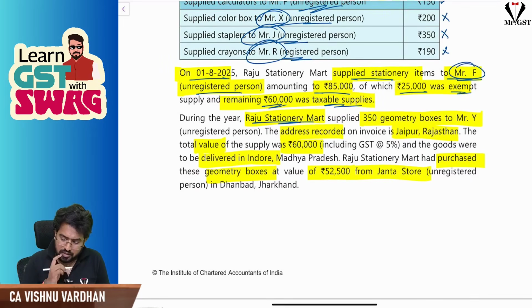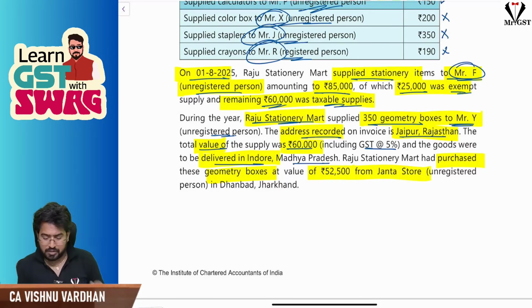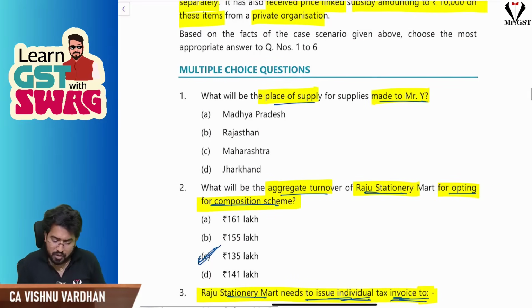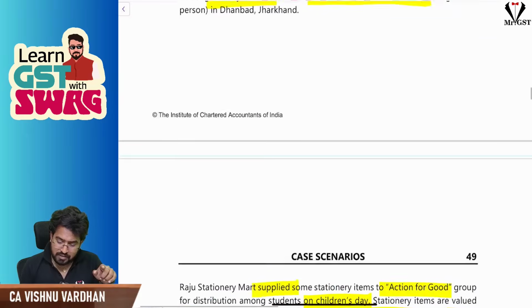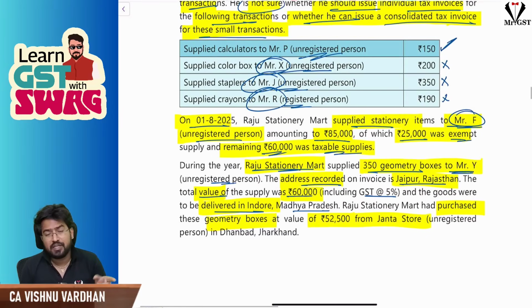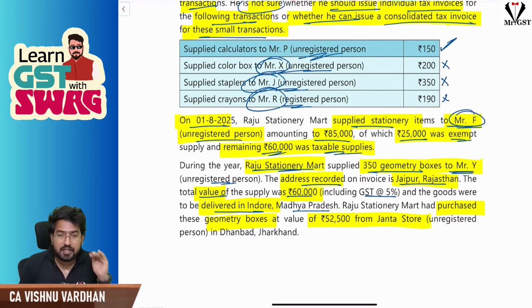Next, Raju Stationery Mart has supplied 350 geometry boxes to Mr. Y, an unregistered person. The address recorded is Jaipur, Rajasthan. The value is 60,000 including GST at 5%, and the goods were to be delivered in Indore, Madhya Pradesh. If you remember, the first MCQ is what is the place of supply for the supply made to Mr. Y. Mr. Y is an unregistered person. Whatever address is recorded in the invoice will be the place of supply, as you know. But if both billing address and shipping address are recorded, you will take the shipping address. But here they did not record a shipping address.